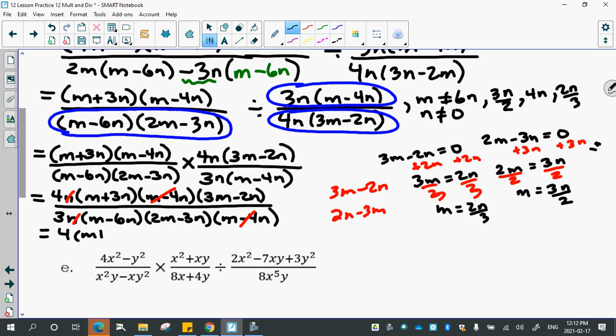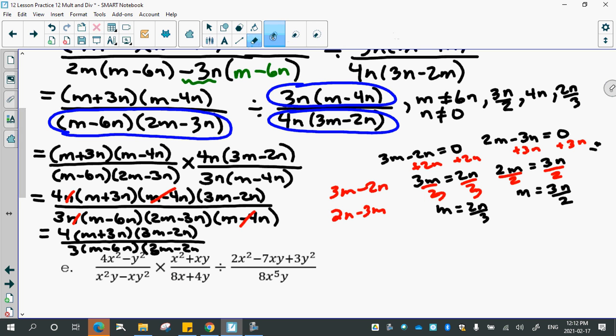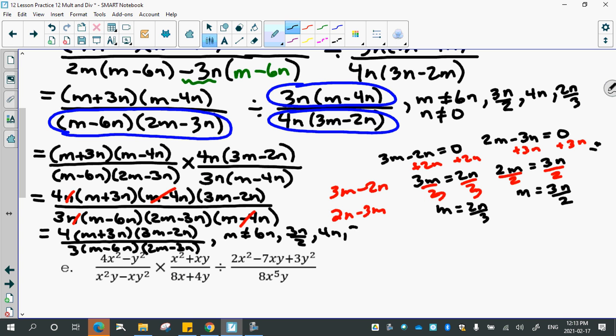Because there's still a lot left, but this is our answer. Three n minus 2n. Nope. 2n minus 3n. That's in the next spot. 2n minus 3n, and then all our restrictions. M can't be 6n, 3n over 2, 4n, 2n over 3, and n can't be 0.